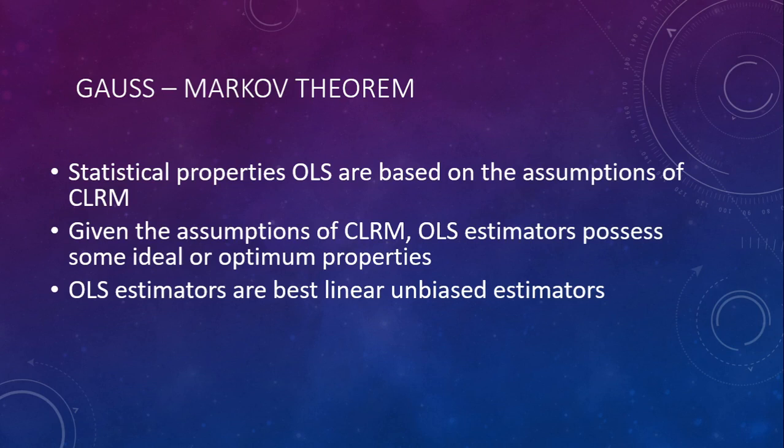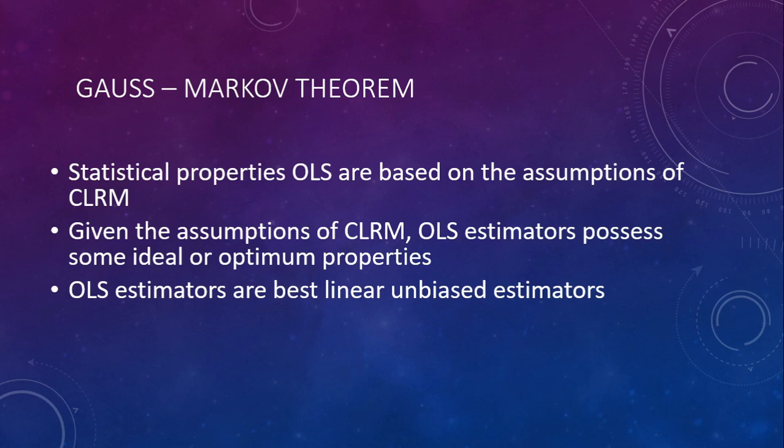Now let us come to the Gauss-Markov theorem. The statistical properties of OLS are based on the assumptions of the classical linear regression model. So let us prove the Gauss-Markov theorem only when the regression model satisfies all the assumptions of the classical linear regression model. Given these assumptions, OLS estimators possess some ideal or optimum properties. And OLS estimators are best linear unbiased estimators.